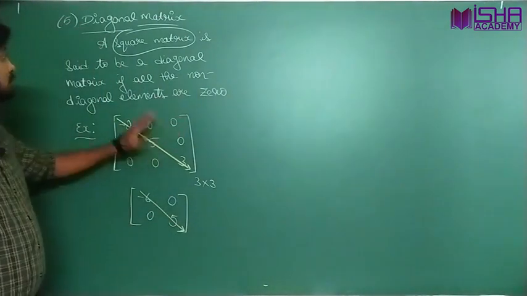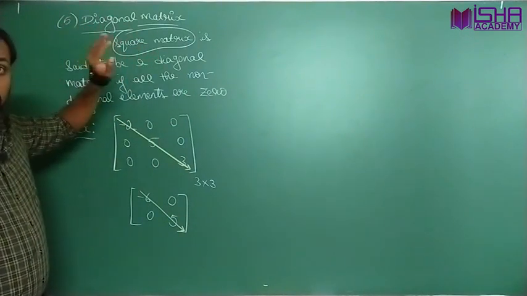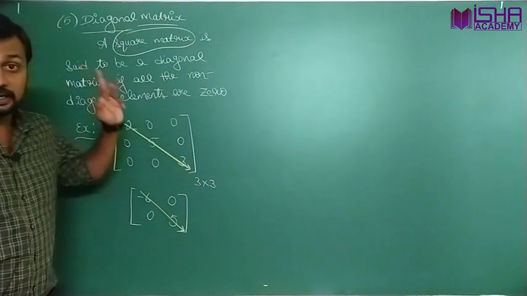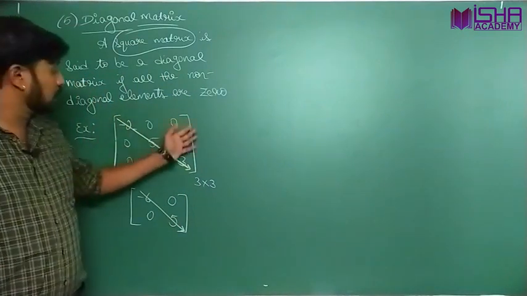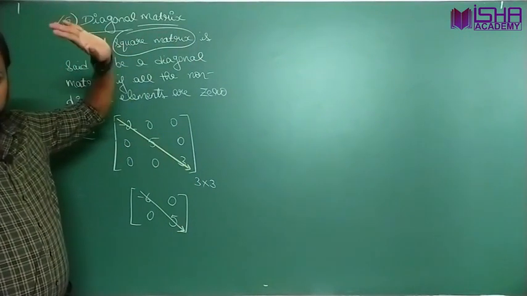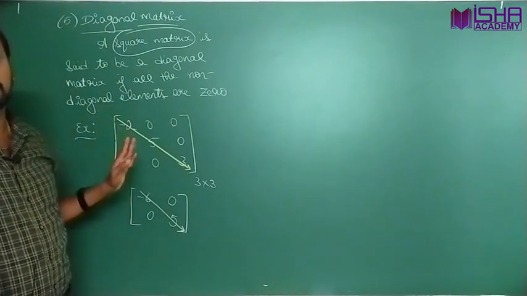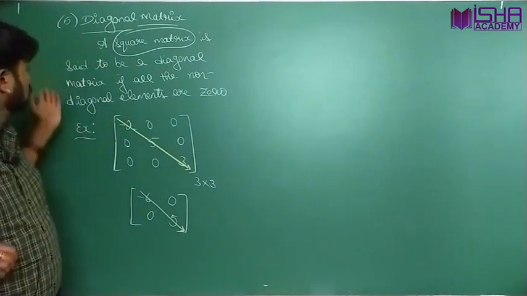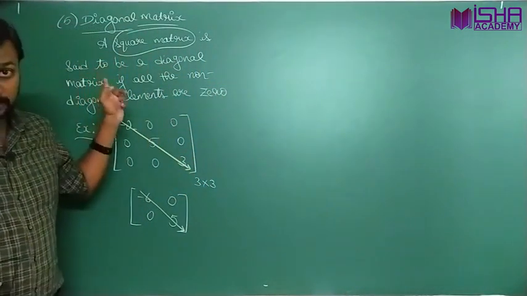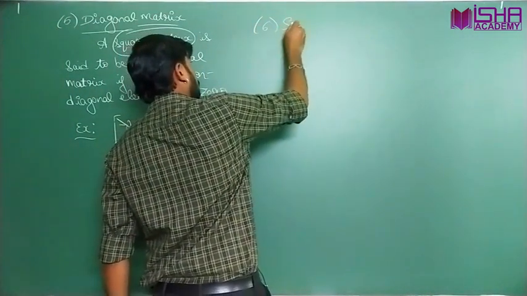Clear? So a diagonal matrix, first of all, should be a square matrix, so the number of rows should be equal to the number of columns. And then only the diagonal elements, that is, the principal diagonal elements, should be present. Apart from that, if all the remaining elements are zero, we call it a diagonal matrix. Understood? As I said before, definitions are very very important. So write them down, or take a screenshot. As we said, 1 mark questions usually ask for definitions in matrices.